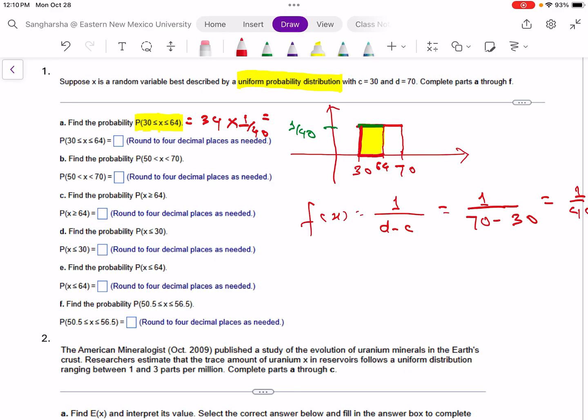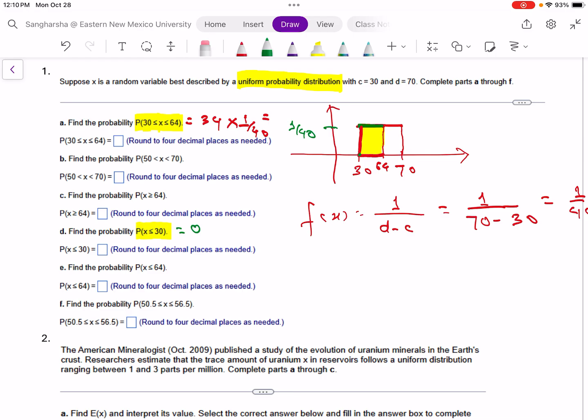Now let me take, for example, number D. We are asked to find the probability that x is less than or equal to 30. That's something interesting. Our 30 is here, right? Do we even have a graph on the left of 30? It means there is no graph. And if there is no graph, the area under the graph is 0, right? So the probability for this case is 0.